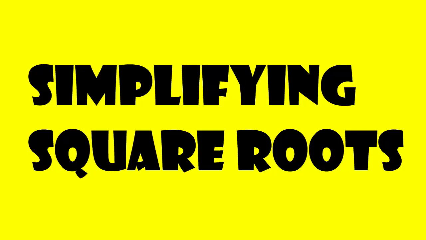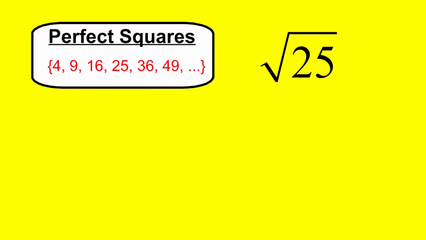Okay, so here what we're going to do is simplify square roots. So let's look at this problem here. Here we have the square root of 25, and we're going to simplify it. Now, if you look over here to the left, it says perfect squares, and we have some numbers written in there. As a reminder, when you're simplifying square roots, you need to be very familiar with perfect squares.